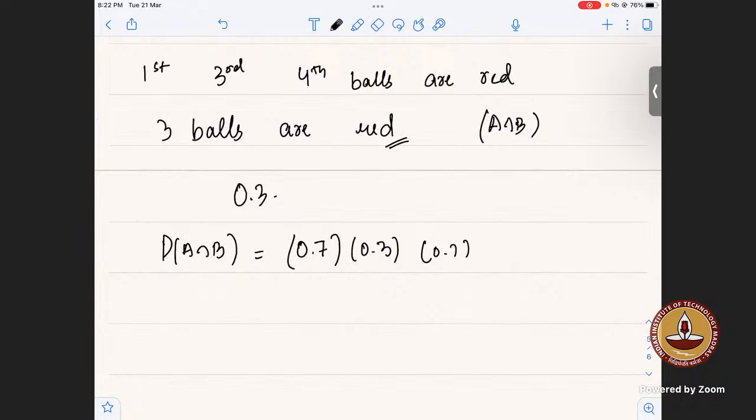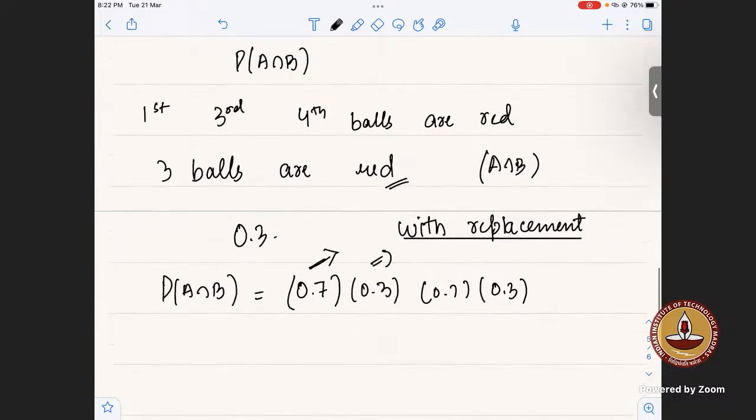Okay, red and black, right? Why is this probability not changing? Because it is with replacement. With replacement, that is why this probability is not changing. Once we draw a ball, we just put it back.